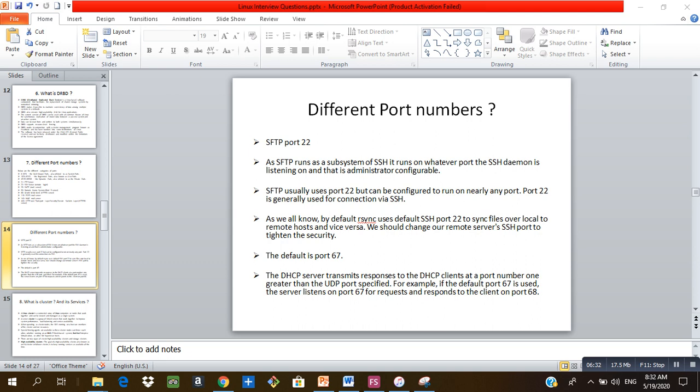The DHCP server transmits responses to the DHCP clients at a port number 1 greater than the UDP port specified. For example, if default port 67 is used, the server listens on port 67 for requests and responds to the client on port 68.